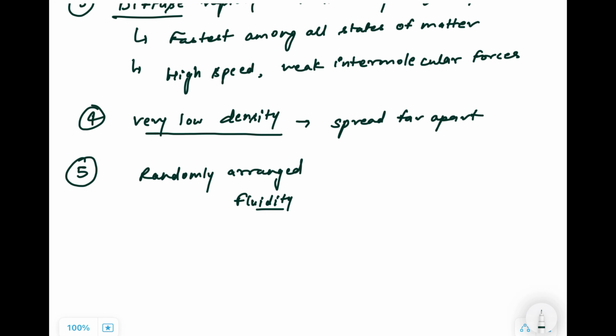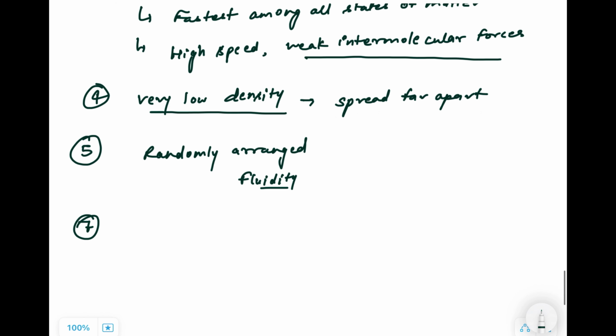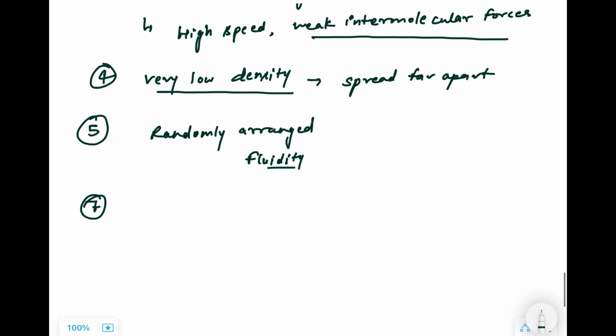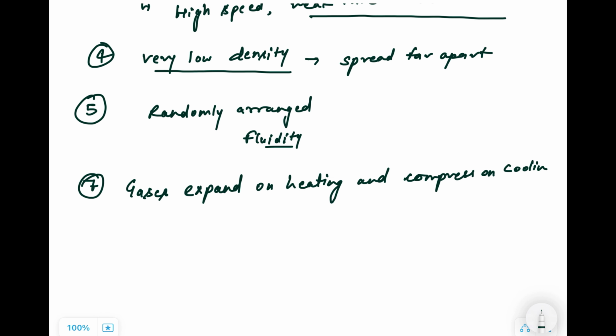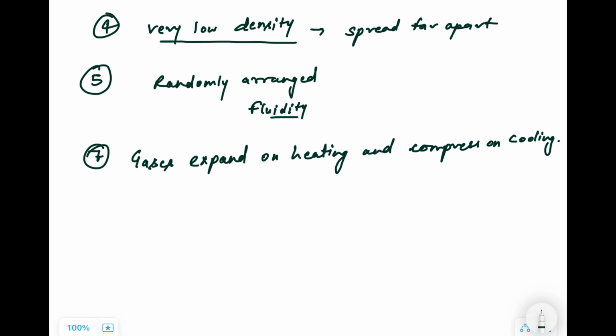And the sixth property is that the forces of attraction between gas particles are extremely weak. This is why gases expand easily and do not stick together. And the last property of gases is that gases expand on heating and compress on cooling. Their volume and pressure change with temperature. A balloon kept in the sun expands due to heat.